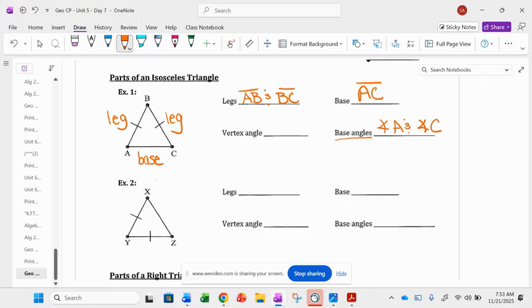And then we have one more part. It's called the vertex angle. So basically the angle that's not on the base is called the vertex angle. It's also the angle that the two legs make. So if the two legs come together to a point, that will always be the vertex angle. So in this scenario, it's angle B.